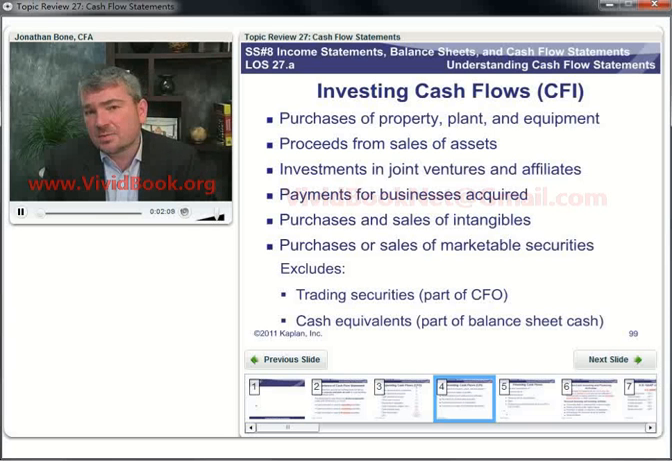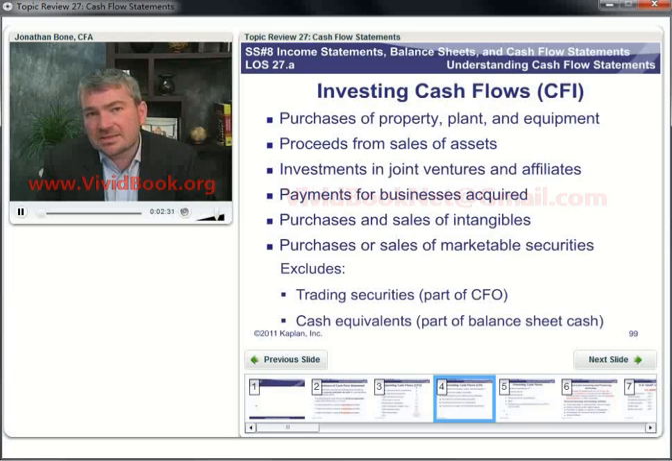Those marketable securities are the held to maturity and available for sale ones. Not trading though. Trading securities go through cash flow from operations. The reason for this is, if you hold trading securities, you're likely to be a financial institution, and as a result, buying and selling trading securities is part of your day-to-day operations, and hence they should go through CFO.